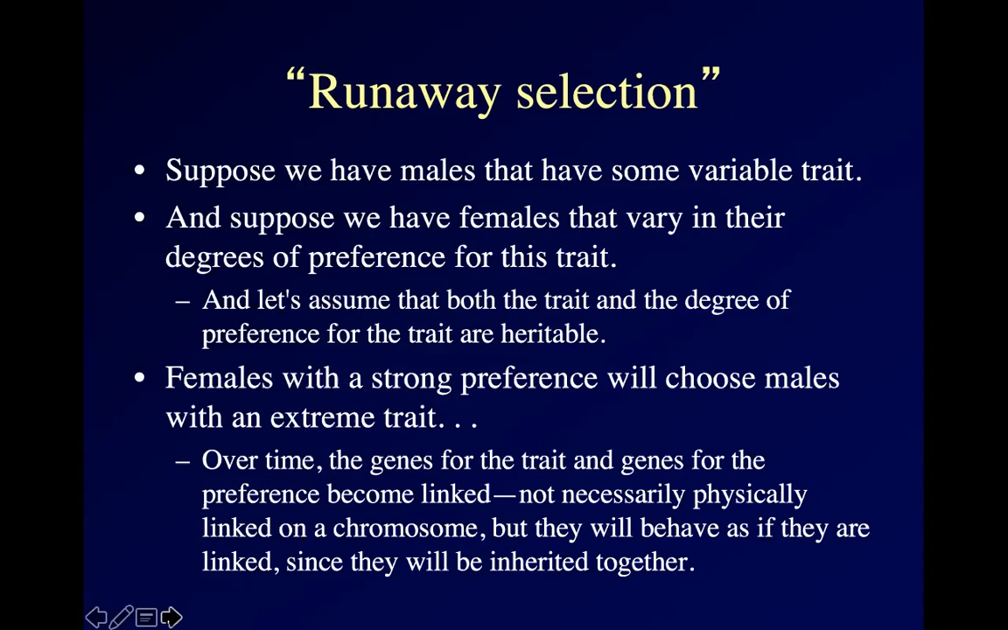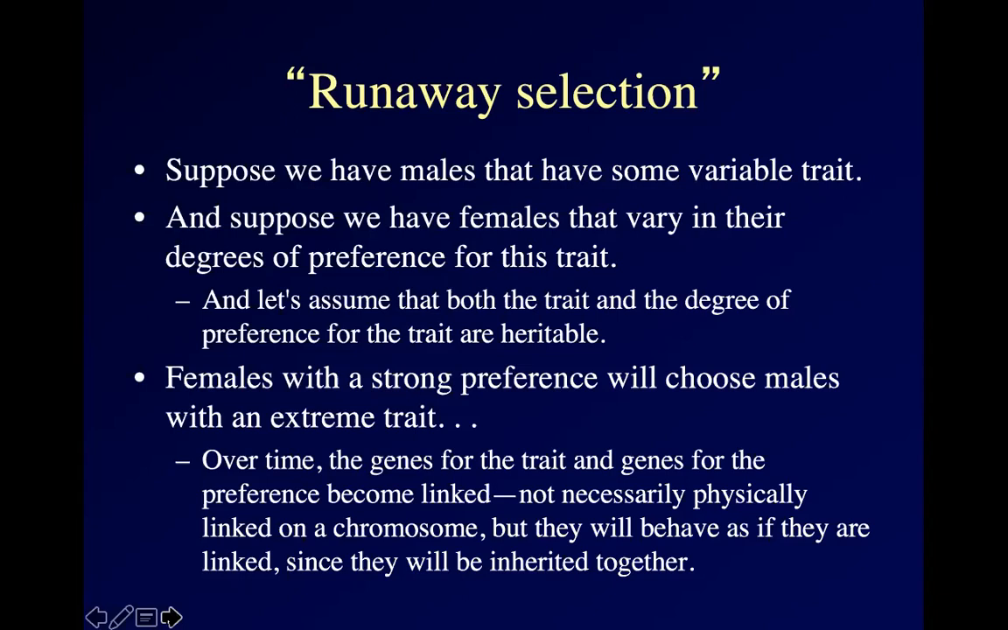Right. Assume that the trait and the preference for the trait are both heritable. So females with a strong preference will choose males with an extreme trait. Females that strongly prefer fast stroking males will mate with them, and females that strongly prefer slow stroking males will mate with them. And the upshot is that over time, the genes for the trait and the genes for the preference become linked. They may not be physically linked on a chromosome, but they will behave as if they're linked because they will usually be inherited together.